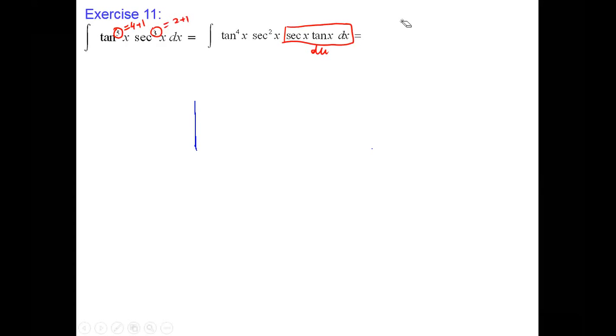We know why. That means you can see I did steal one tangent, I did steal one secant. It's only 4 and 2. Okay, that means since this is the derivative of secant, I need the entire integrand, the blue part, in terms of secant. Okay, that means I'm okay with this one. Oh, tangent to the power of 4.